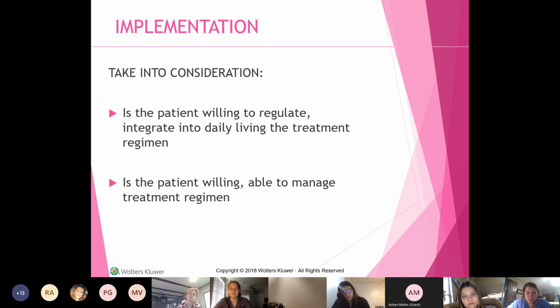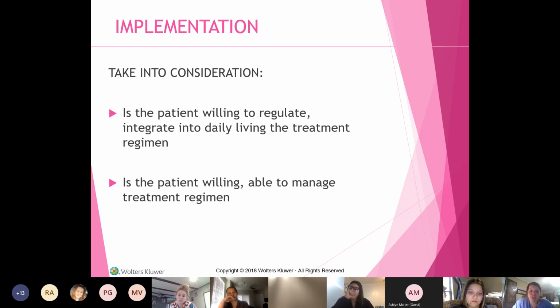We want to take into consideration if our patient is willing to regulate and integrate into daily living the treatment regimen. So is it feasible for everyone to take medication 6 times a day? Do you feel like that's feasible? Is it feasible for the person who is at home? They live at home, they're home all day, and their responsibilities are in the home. It's going to be more reasonable for somebody that is in the home setting to do that. But we have to take those things into consideration because if it's not reasonable, they're not going to be compliant.